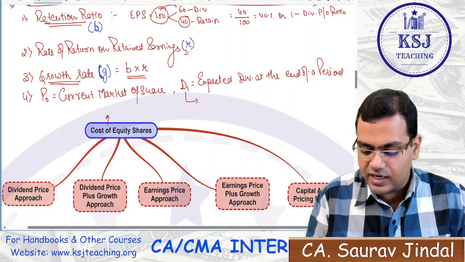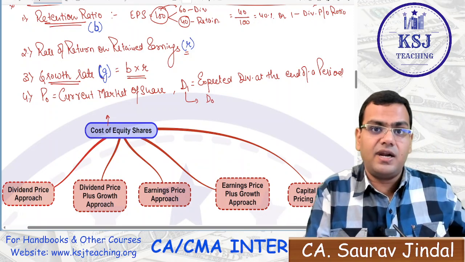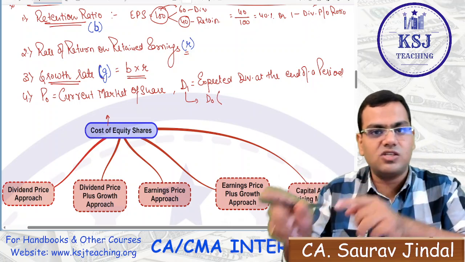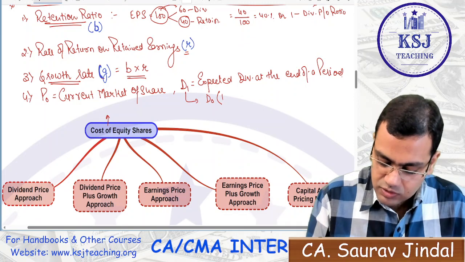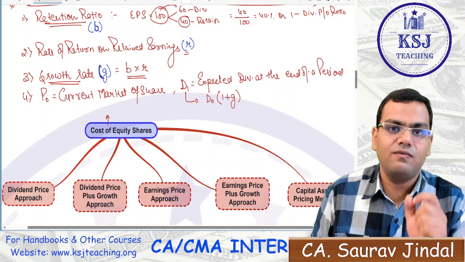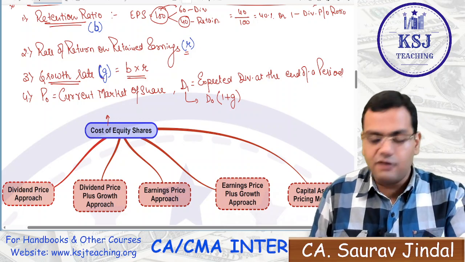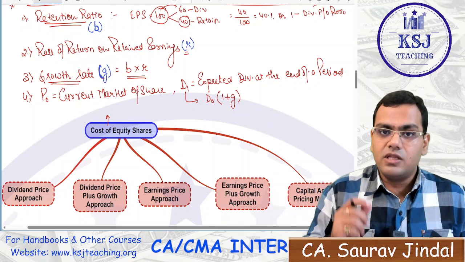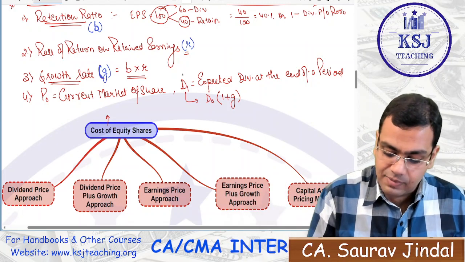Sir, you have currently paid a dividend, that is D0. D0 is the dividend you have just paid, and over the next 1 year there will be growth also. So D0 into 1 plus growth rate. This is how D1 will be calculated. Sometimes this information will be given in the question, and you have to interpret it very carefully. If the question says the expected dividend to be paid, then it is talking about D1.